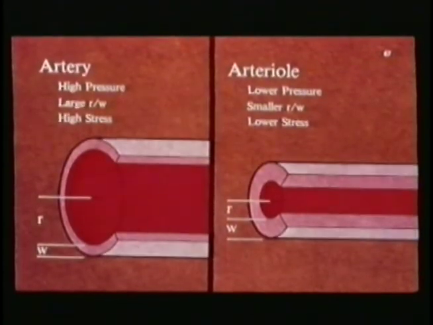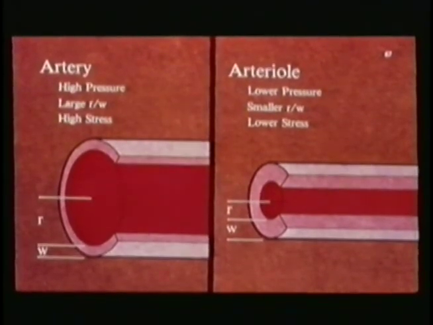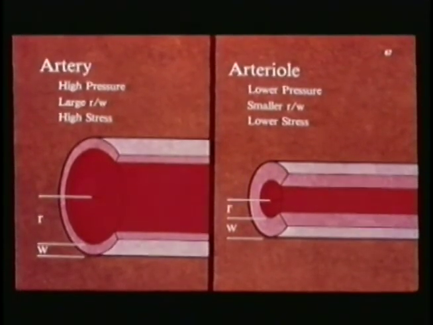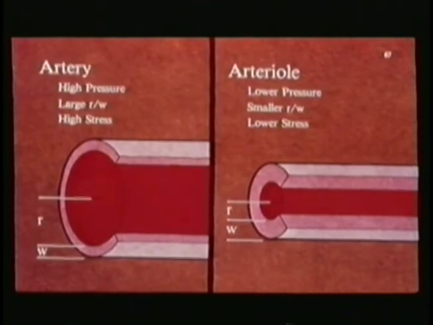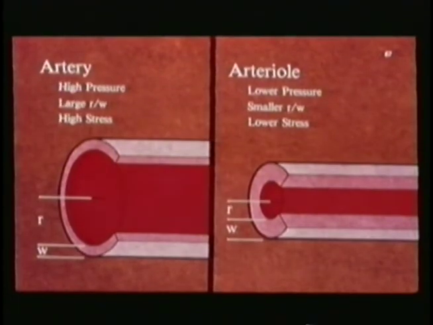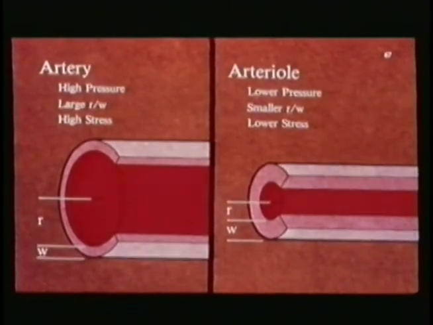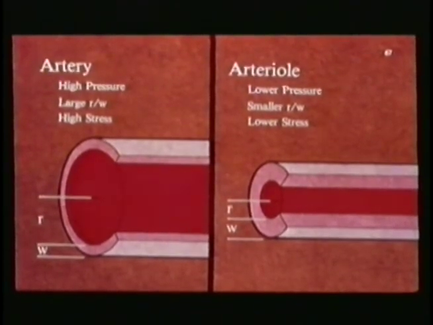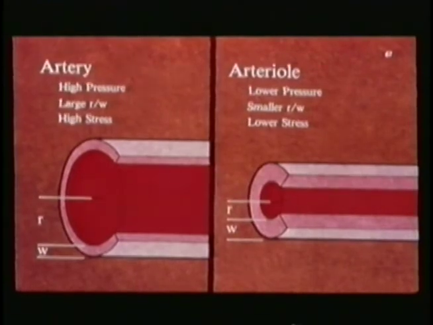67. Since pressure, radius, and wall thickness vary considerably in various parts of the circulatory system, the circumferential stress also varies. Circumferential stress is highest in the aorta, where high pressure is accompanied by a relatively large radius to wall thickness ratio. Since the pressure and the radius to wall thickness ratio both decrease toward the arterioles, the circumferential stress decreases progressively.